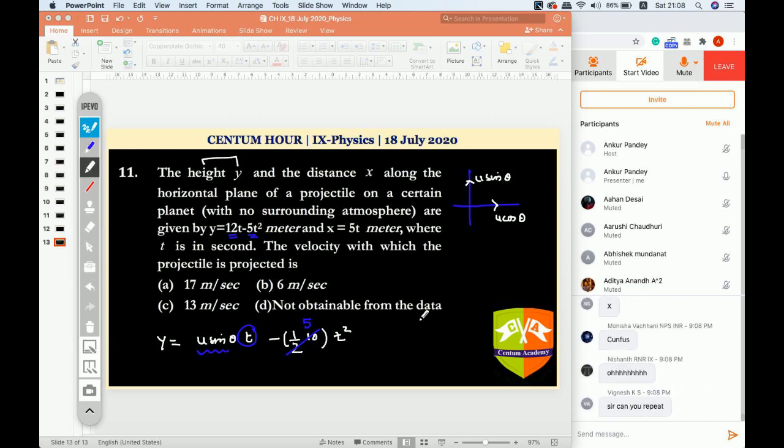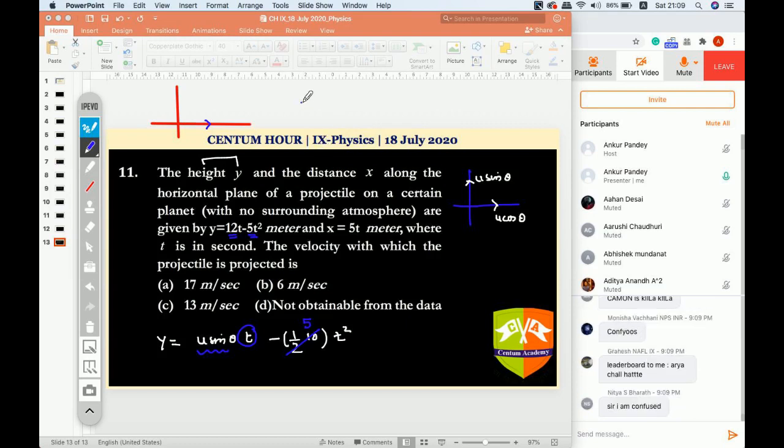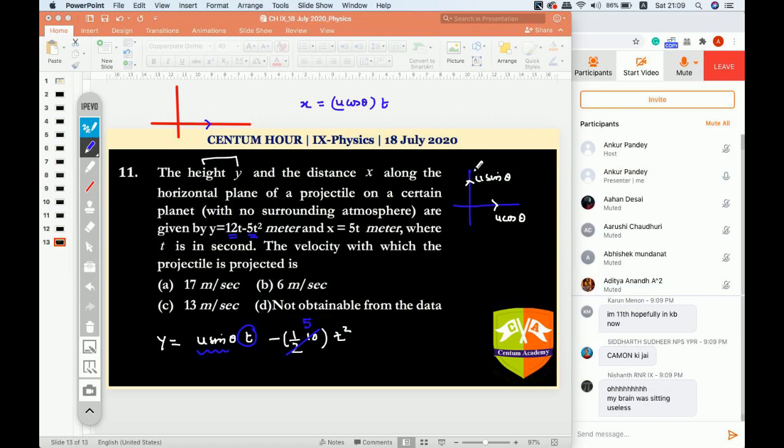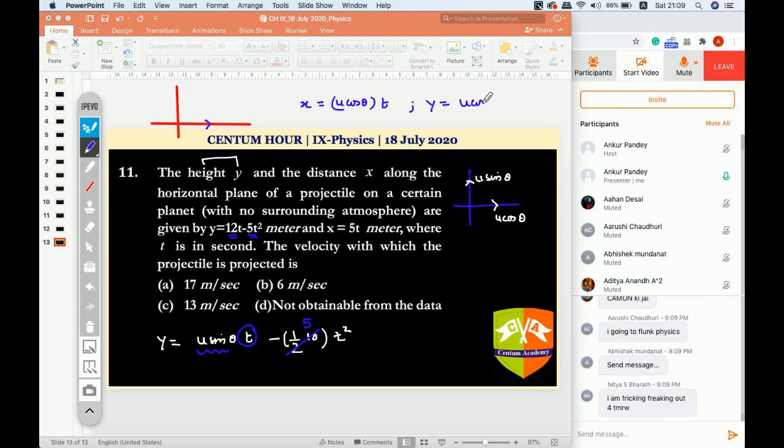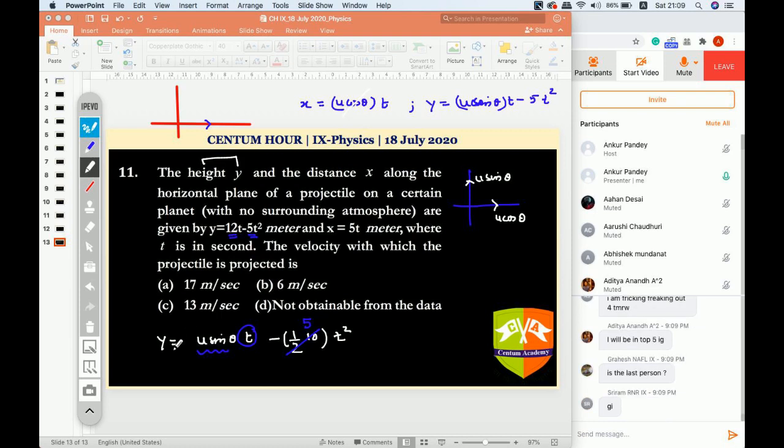But a projectile performs two motions simultaneously. One in the vertical direction and one in the horizontal. The horizontal displacement without presence of any acceleration is given by s is equal to u t only, whereas the vertical displacement because of the presence of acceleration due to gravity is given by u sine theta t minus half g t square. Got it? From here you got, okay, u cos theta is 5, u sine theta is 12.